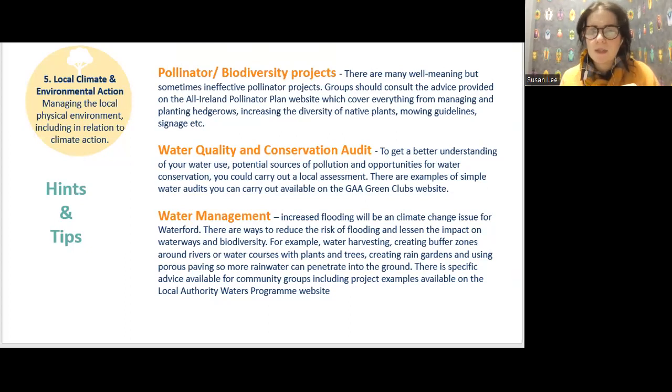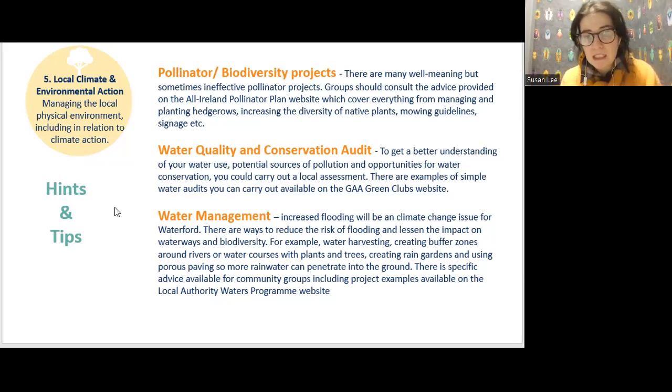If you are doing a biodiversity project and you just want to check it seems okay, you can send the details into me and I can check with our team here in the council if they'd have a quick look over it. Now, water quality and conservation, it's a bit like energy. You need to get a bit of a baseline. And there are some great audits available online. I would say there's a really lovely simple one available on the GAA Green Club's website, which I would recommend checking out if you want to get a better sense of how your group are using water.